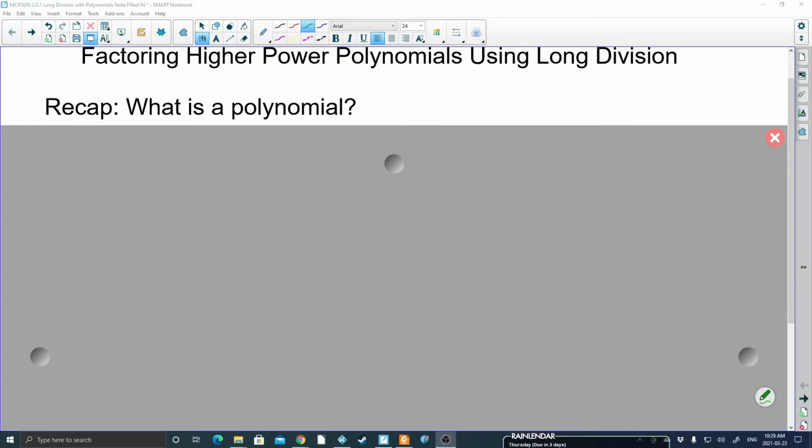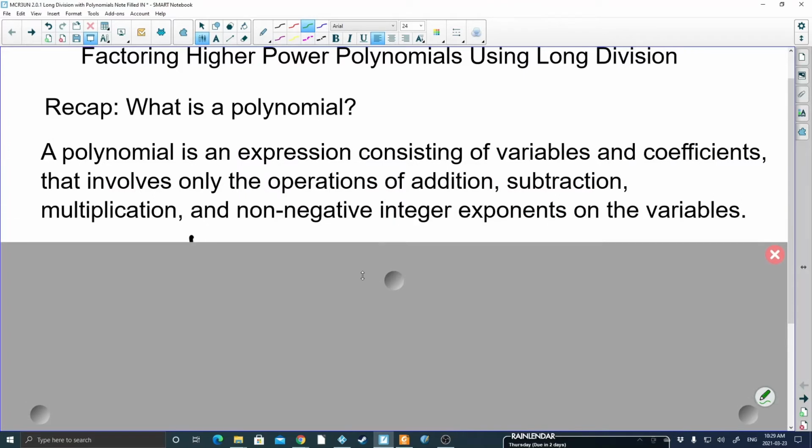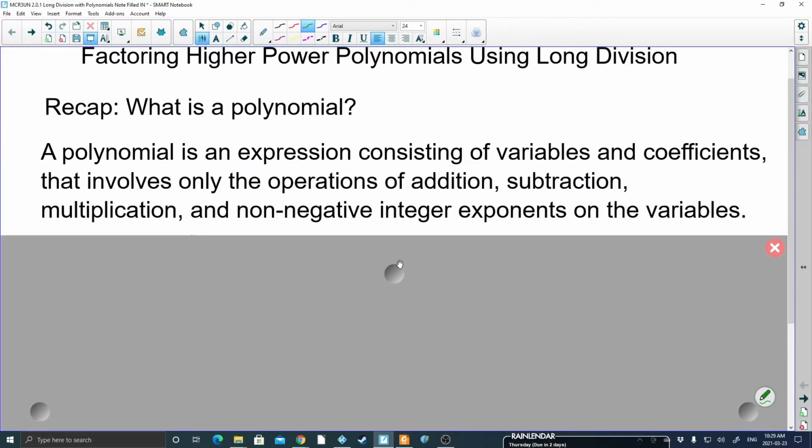Polynomials can also be binomials. Binomials such as 2x plus 4. These are all part of the same family of expressions in mathematics. And this is the definition that I kind of used off of Wikipedia. I modified it a little bit.